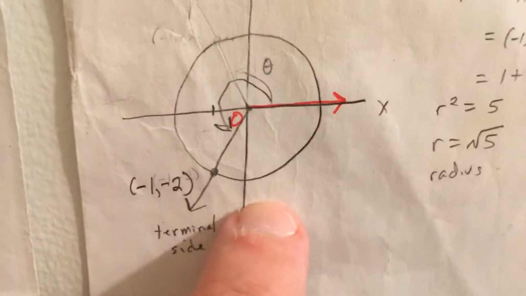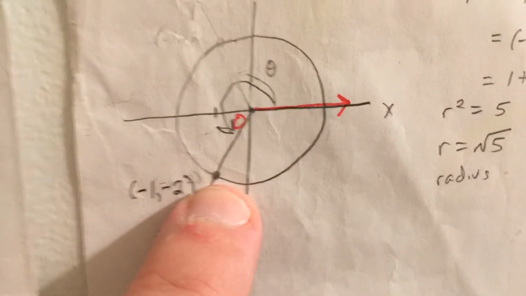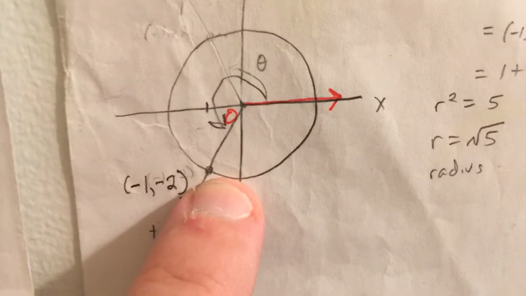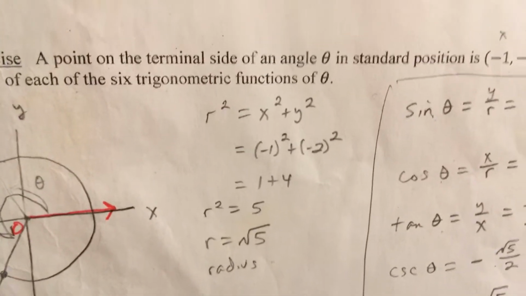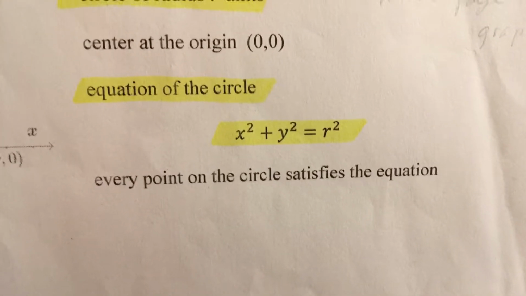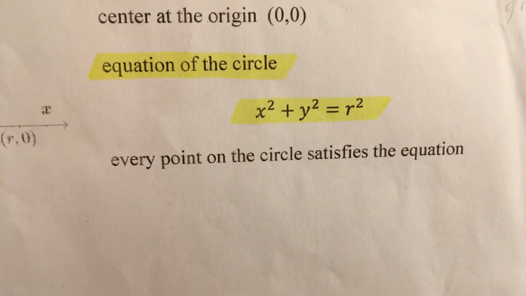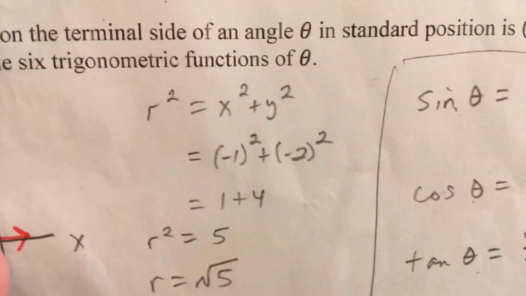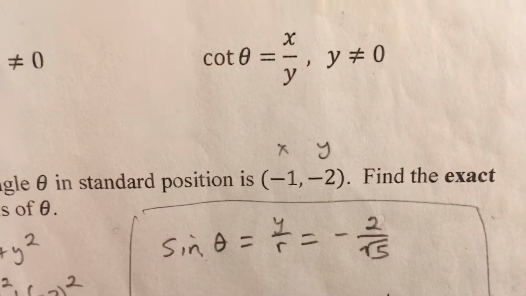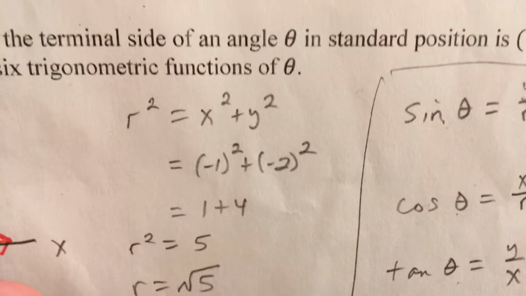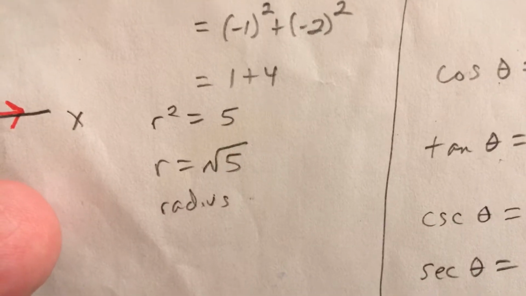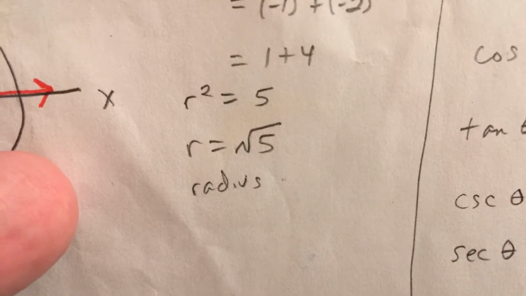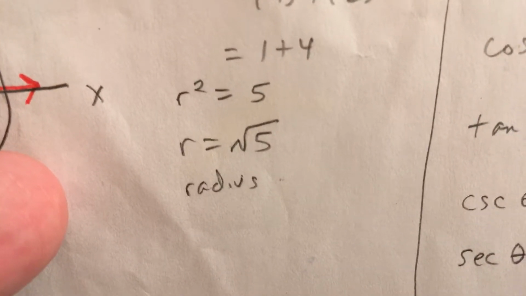And there is some circle centered at the origin that passes through that point, and so it's got some radius. So we need to know what r is to calculate what sine theta and cosine theta, and so forth, are equal to. Well, from the equation up above, the equation of the circle is x squared plus y squared equals r squared. We know what x and y are in this case: x is equal to -1 and y is equal to -2. So substituting for x and y in the equation of the circle, we end up with r squared equal to 5, and when we take the square root of both sides, we get the radius r is equal to the square root of 5.